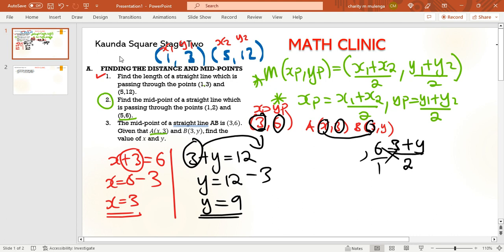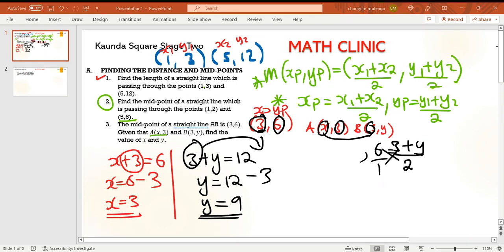So it's not all the time that you're asked to find the midpoint. Sometimes you are given the midpoint itself and you are required to find the missing coordinates.